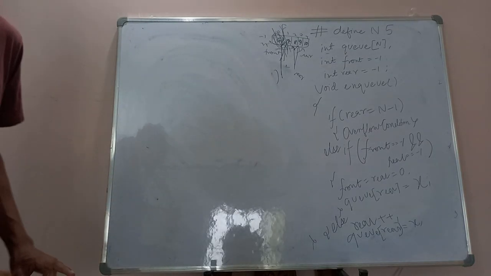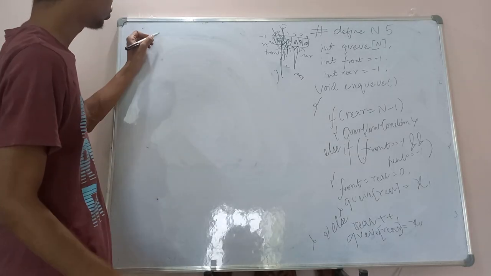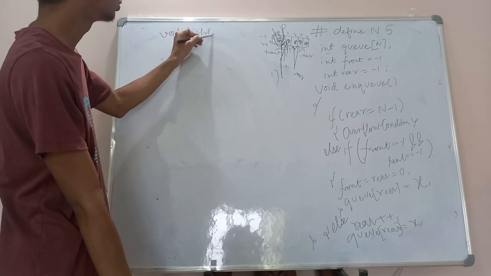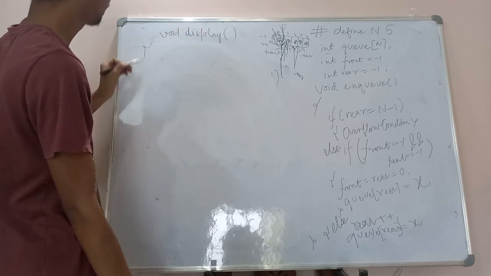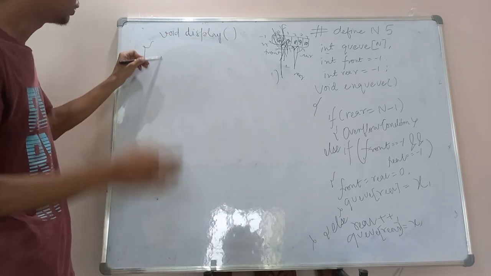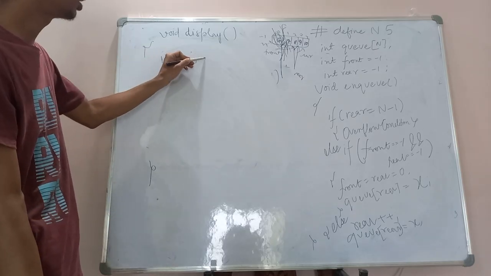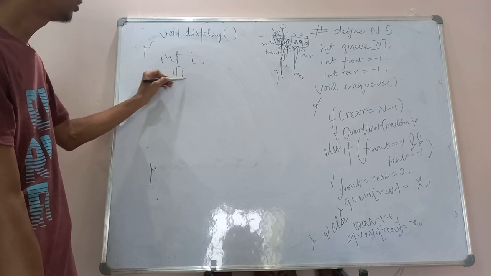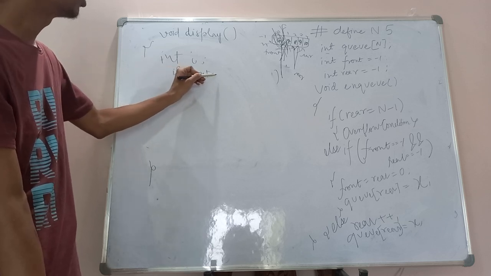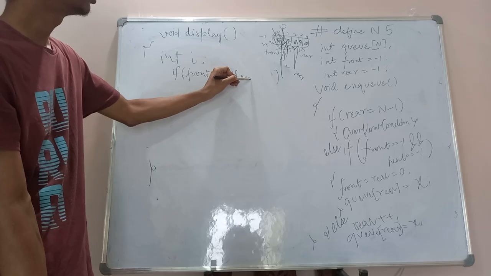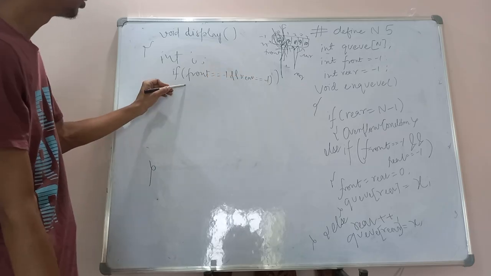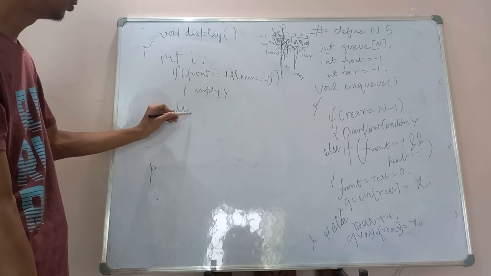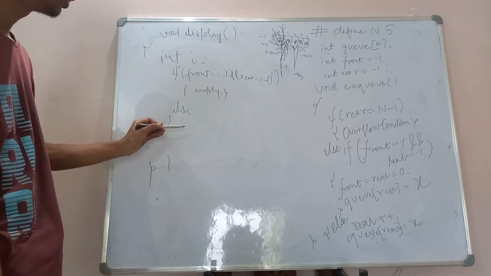Now I will write my function for displaying the elements in my queue, void display, right? I will take a variable first for my loop, and then if my front is equal to -1 and rear is also equal to -1, that means my queue is empty, right? Else I will run a loop, right?